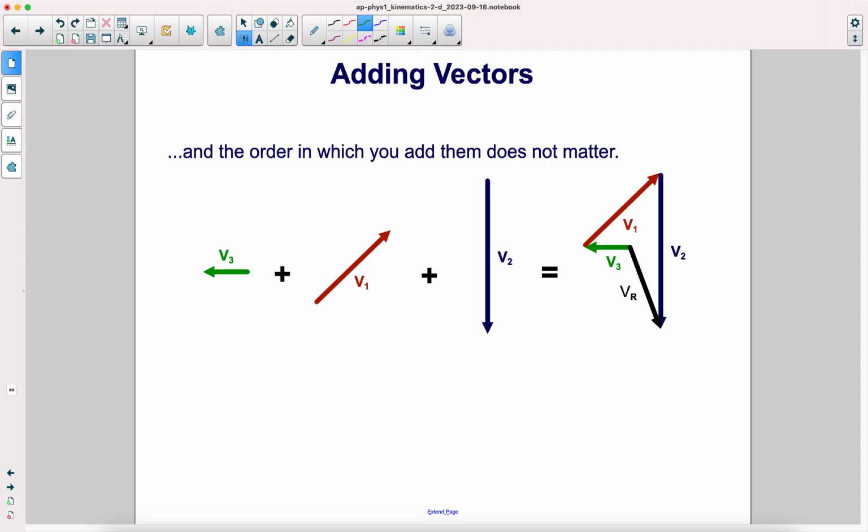And the order in which you add them does not matter. So you can start with the green vector, then red, then blue, and you'll still get the same resultant vector, the same length pointing in the same direction.